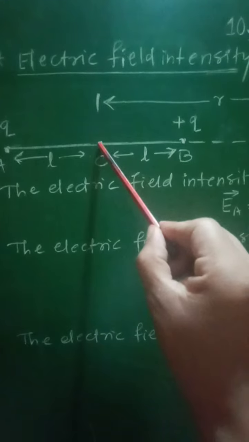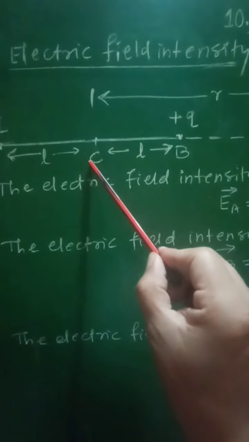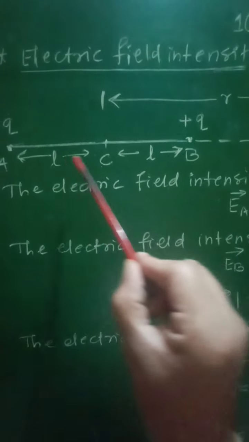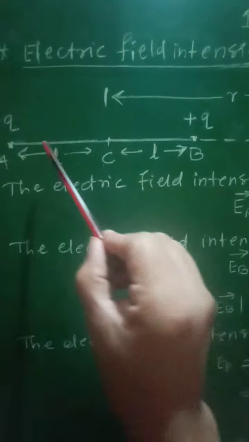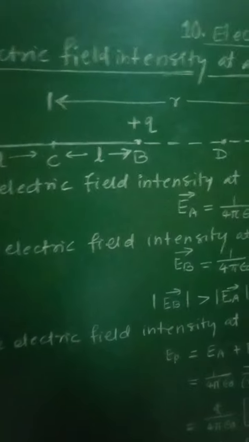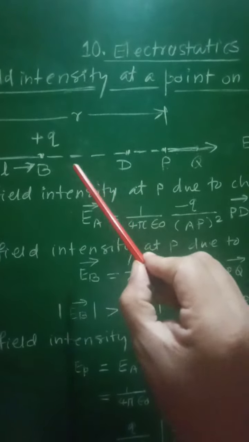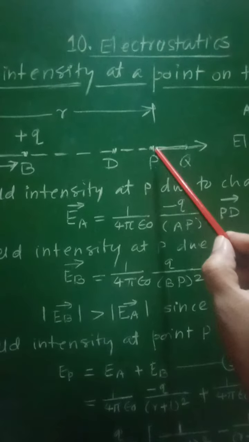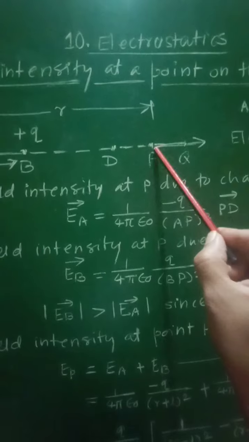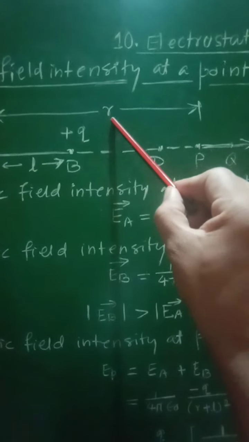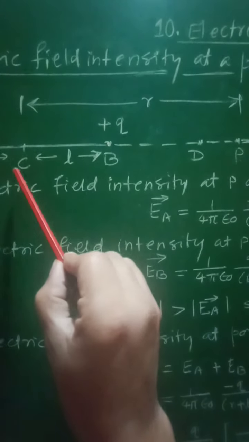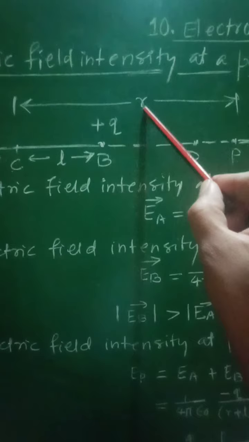Let C be the center of the electric dipole, and therefore each charge, that is point A as well as point B, will lie at a distance equal to L from the center, because the length of this electric dipole is equal to 2L. Now, in order to obtain the electric intensity at a point on the axis of the electric dipole, let us consider a point P which lies on the axis of that electric dipole at a distance equal to R from the center of the electric dipole, and therefore the distance CP is equal to R.